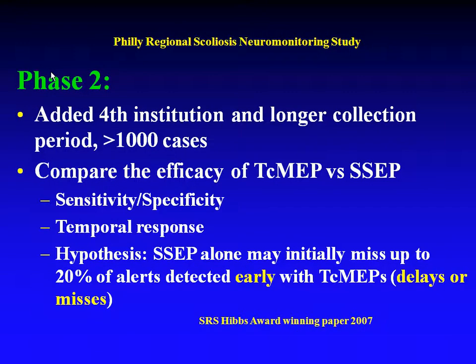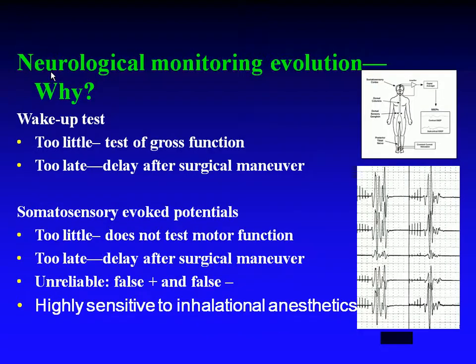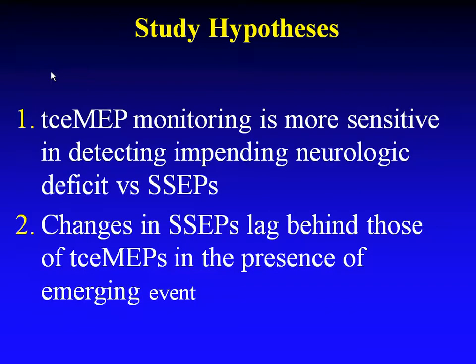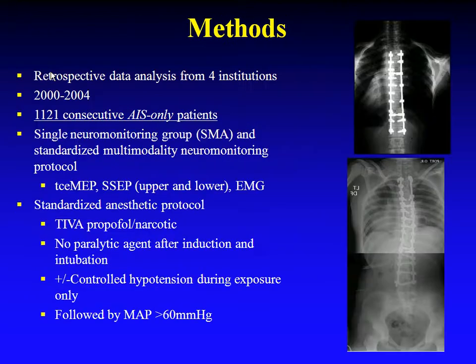The second study that we did looked at a comparison of transcranials with just SSEPs alone, and at that point in the United States and North America, there were still quite a few centers just using SSEP alone. The hypothesis was that SSEP alone missed many cases and was later in showing changes as compared with the transcranial motor evoked, and that both the SSEPs and the wake-up tests were too little too late, and that the addition of the transcranial motor evoked allowed you to be able to find out about an impending vascular compromise earlier.